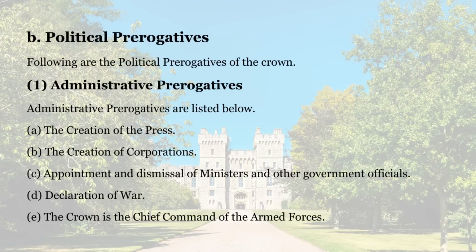B. Political prerogatives. Following are the political prerogatives of the Crown. 1. Administrative prerogatives. Administrative prerogatives are listed below. A. The creation of the press. B. The creation of corporations. C. Appointment and dismissal of ministers and other government officials. D. Declaration of war. E. The Crown is the chief commander of the armed forces.